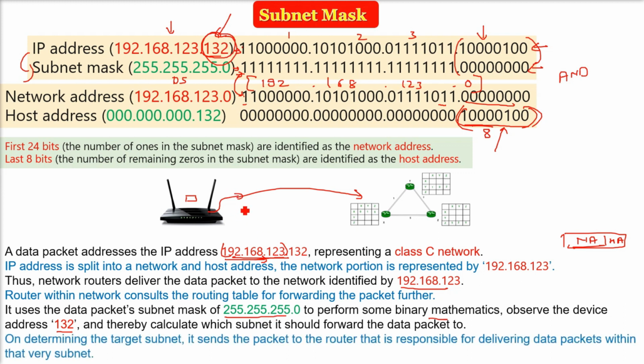So that is how the network is 192.168.123 and the actual host is 132. So on determining the target subnet, it will send the packet to the router that is responsible for delivering data packets within that very subnet.